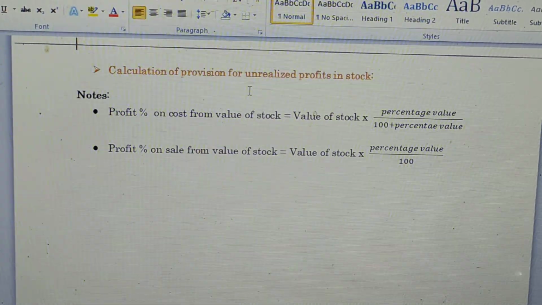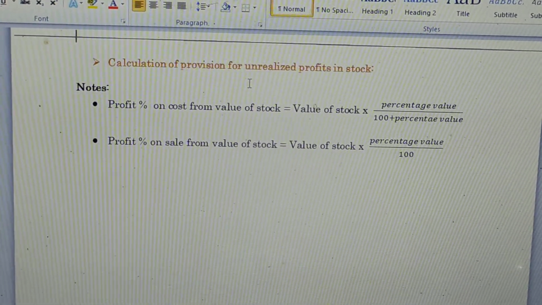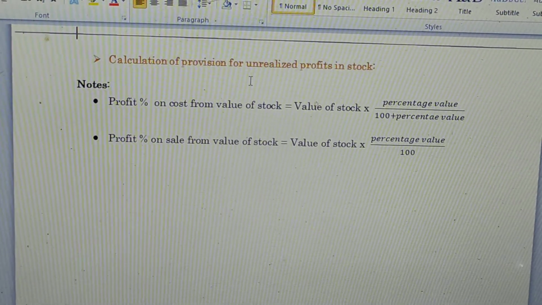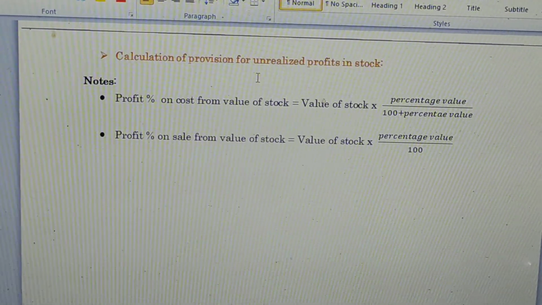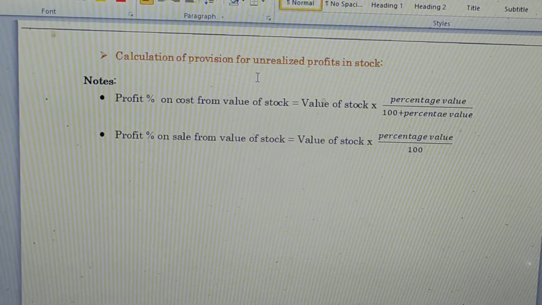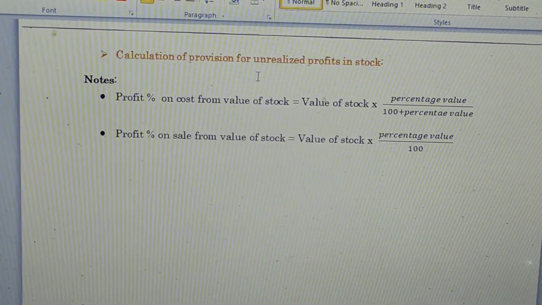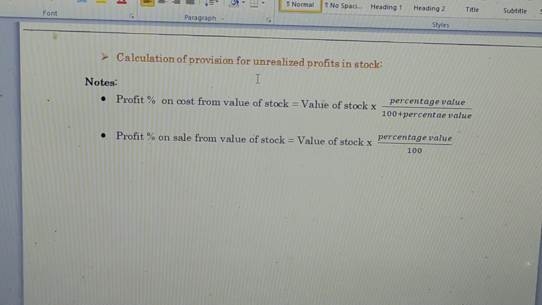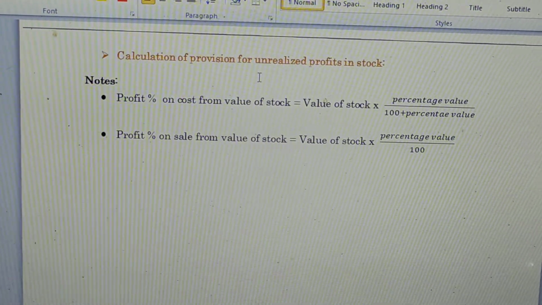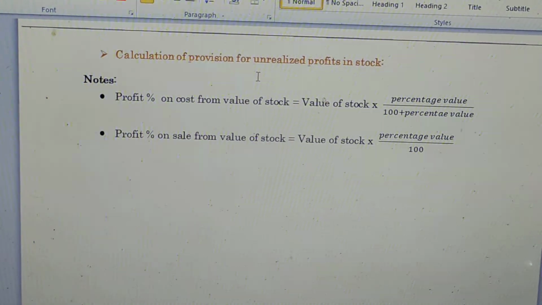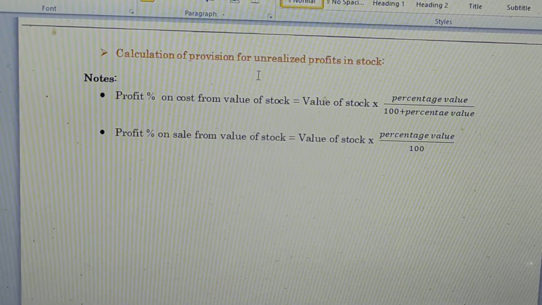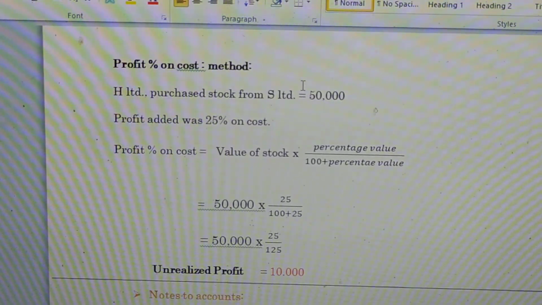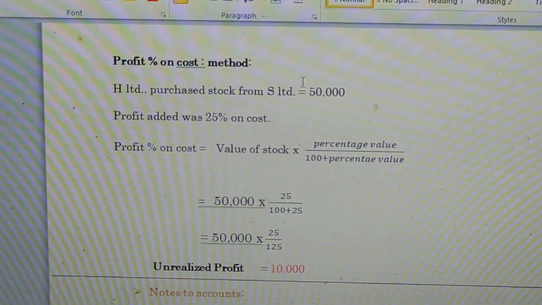So there are two formulas. One formula is profit percent on cost: the unrealized profit from the value of stock equals value of stock multiplied by the percentage value given, divided by 100 plus the percentage value. And method 2, profit on sales: the value of stock multiplied by the percentage value divided by 100. So this is the second method concept, and the first is the profit percentage on cost method.